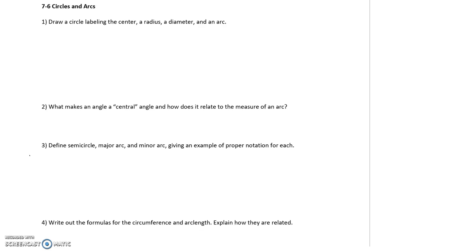7-6 is mostly just vocab. So starting with a circle, the center is right in the middle. A radius is from the center to the outside edge. The straight line is called a radius.